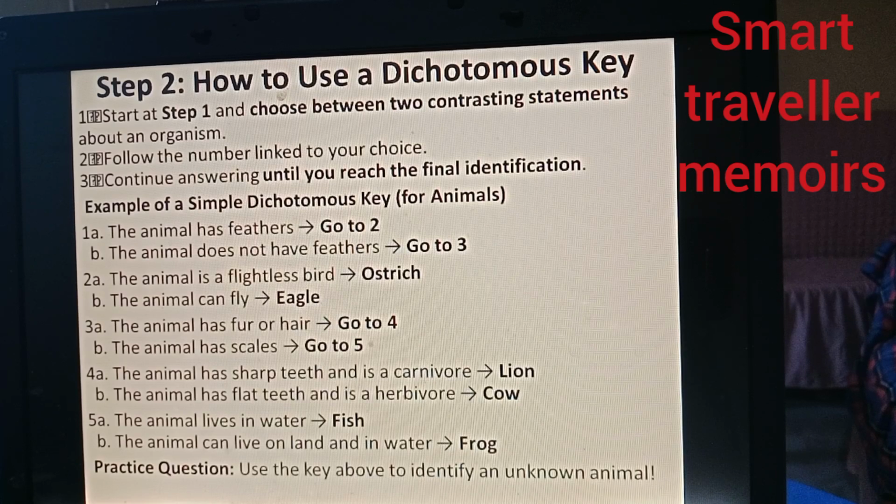5A. The animals live in water, that is fish. That is the animals with the scales. And the animal can live on land and in water. You identify that one as a frog.